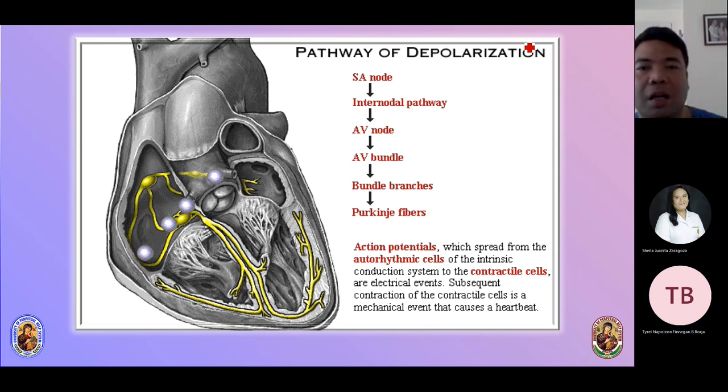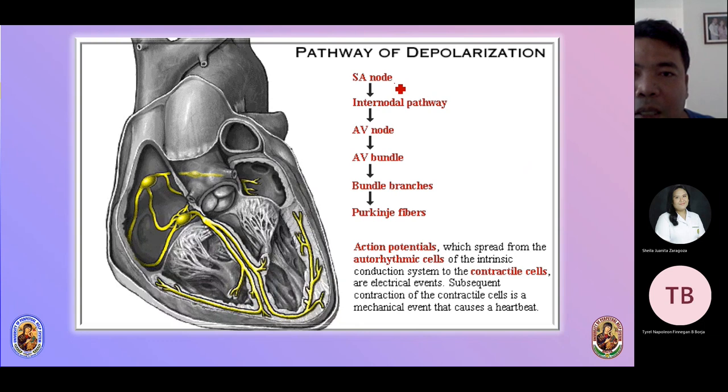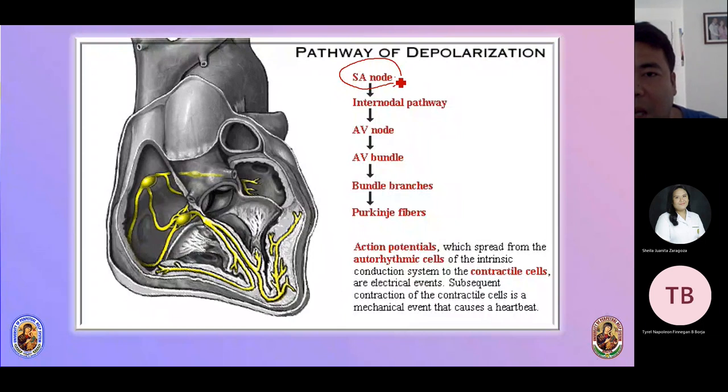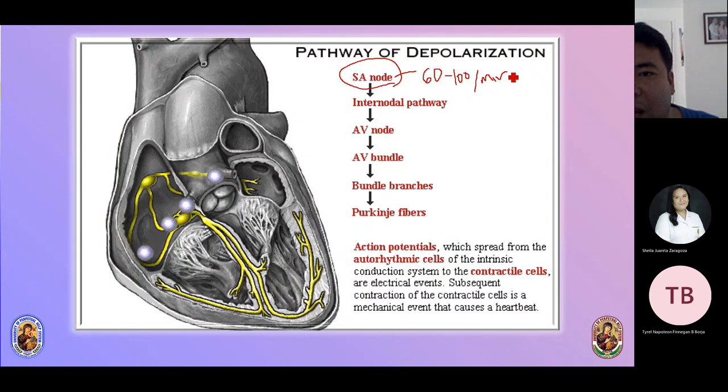Tama. Because aside from the fact that it is the origin of all of those impulses, pansin nyo naman doon sa animation, doon galing sa SA node yung impulse. Aside from that, the SA node has the highest rate of rhythmicity. Siya yung pinakamabilis ang rhythm ng paglabas ng impulse. It generates impulses at a rate of 60 to 100 impulses per minute. Yung ibang mga parts na yan, mas mabagal kaysa kay SA node. Like for example, si AV node, ang rate niyan, 40 to 60 lang.